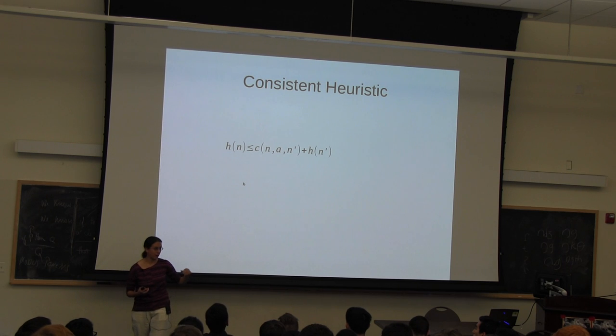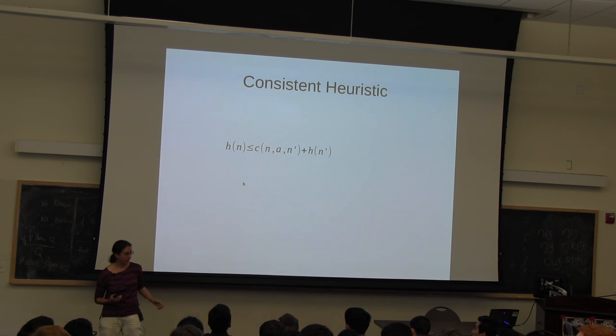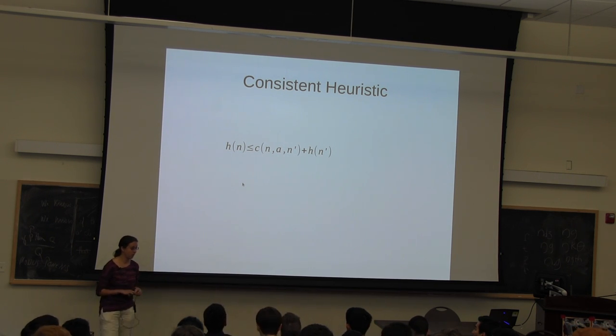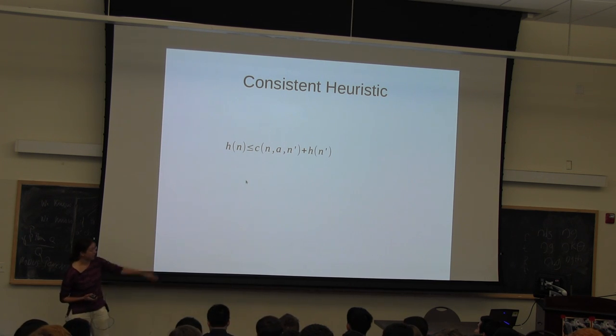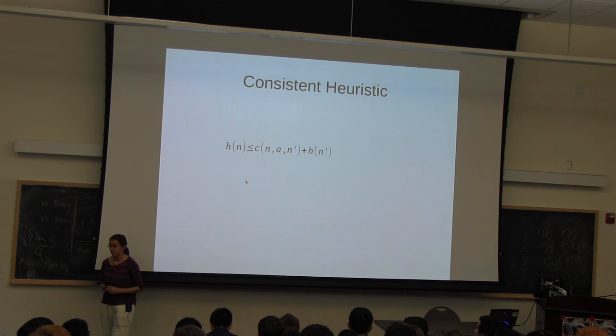You're basically proving that at every step in the search, A star has always found the optimal path between the start and that node in the search. And it relies on this triangle inequality to make that happen.